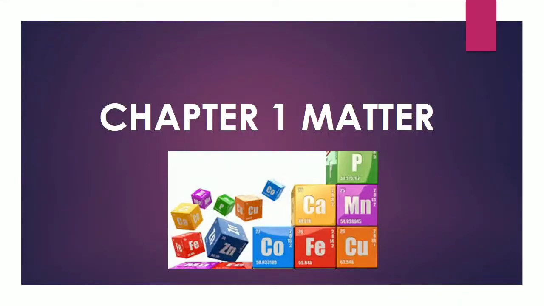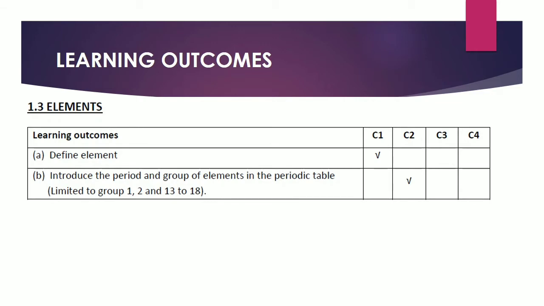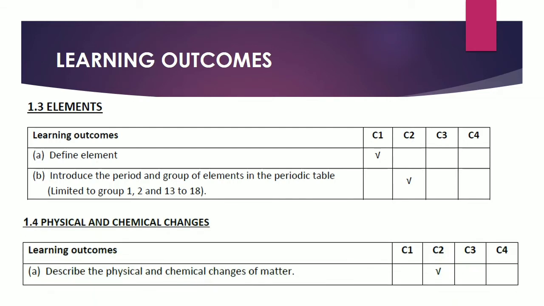Today we are going to discuss chapter 1, Matter. The learning outcomes for today include how to define an element and introduce the period and group of elements in the periodic table. We will only limit to group 1, group 2, and group 13 to group 18. Then we will discuss 1.4, physical and chemical changes of matter.